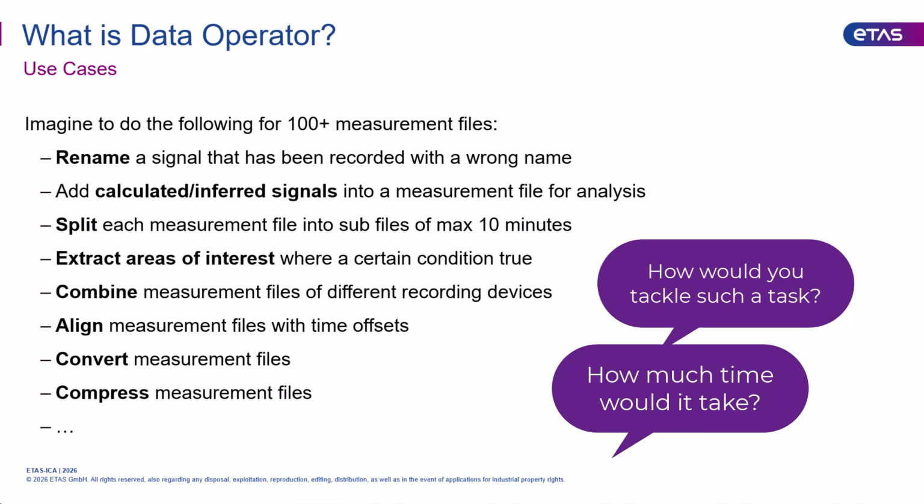Combining measurement files of multiple recording devices to have one file with all the signals at once. Aligning such measurement files of different recording devices such that they don't have any time offsets. Converting the measurement files into a different file format. Compressing the measurement files such that they are easier to upload or download. What do you think? How long would that take you currently?